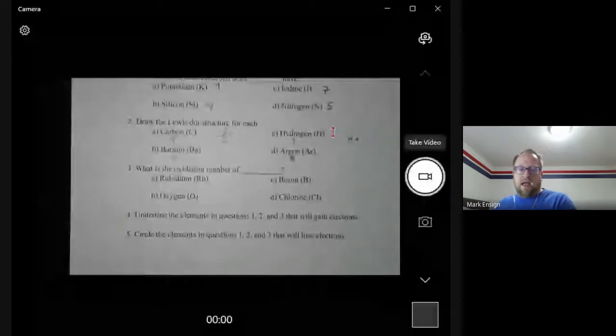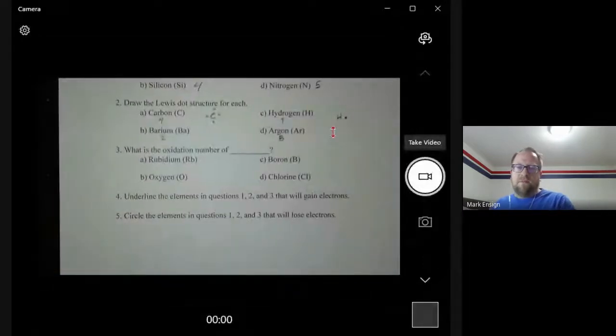All right, if we keep on going with the next question, question number 3, it says, what's the oxidation number of these different elements?